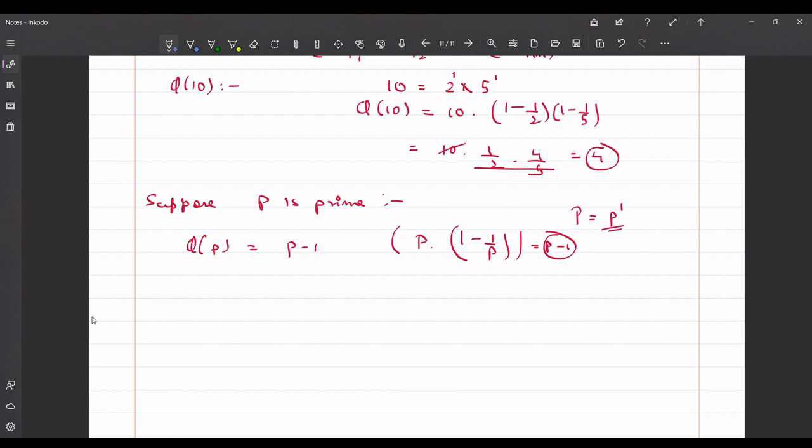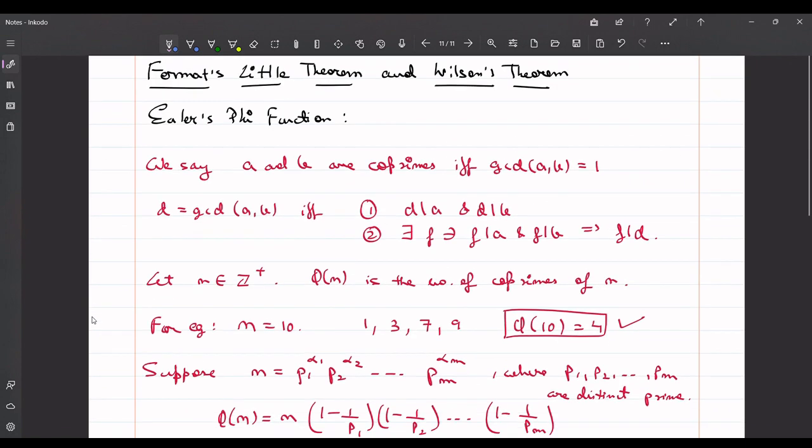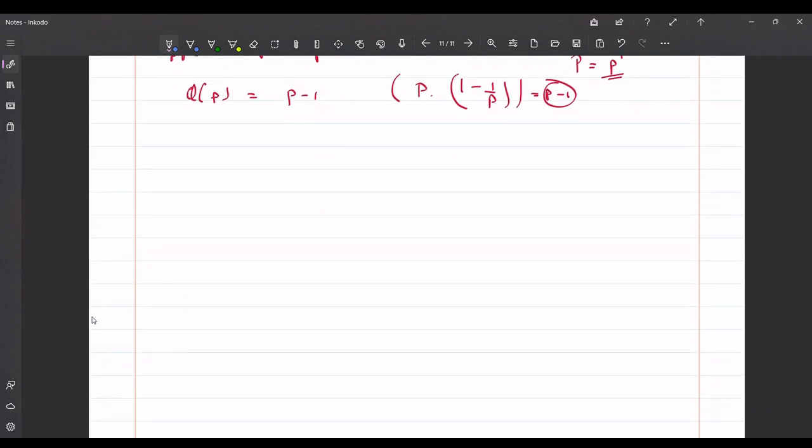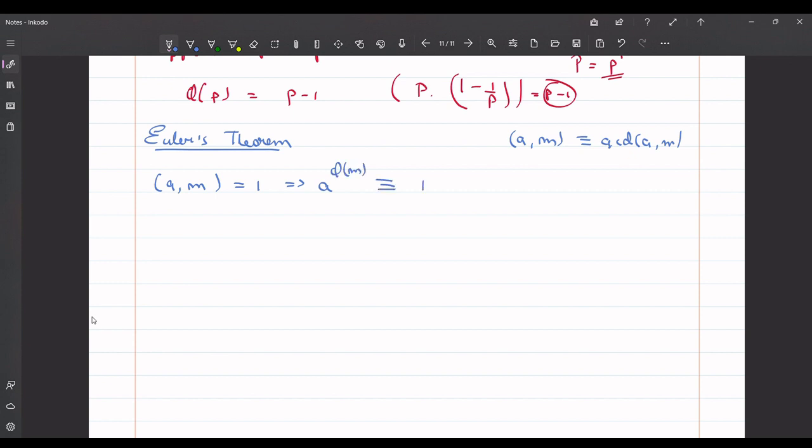Now, what is the Euler's theorem? Have I discussed the Euler's theorem above? No. Now we say, what is the Euler's theorem? So the Euler's theorem says, suppose we have two integers a and m, and their GCD is 1. Okay, this is a representation of GCD. GCD of a and m. And the GCD is 1, then that implies a to the power phi of m is congruent to 1 modulo m.